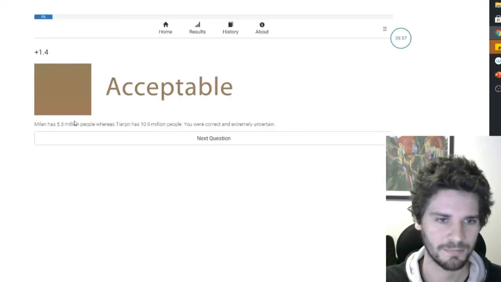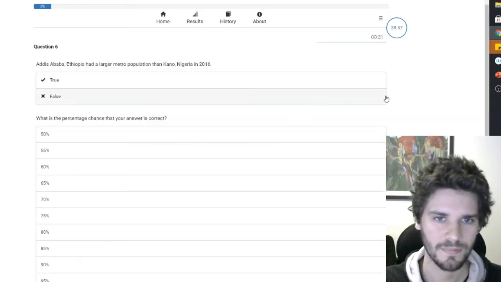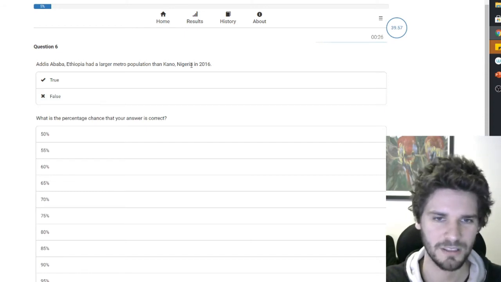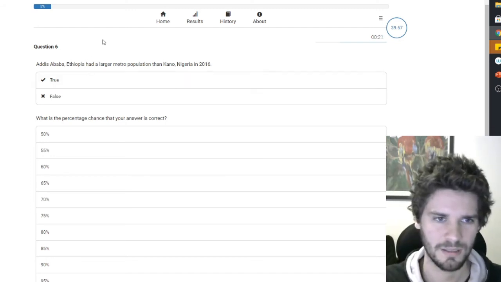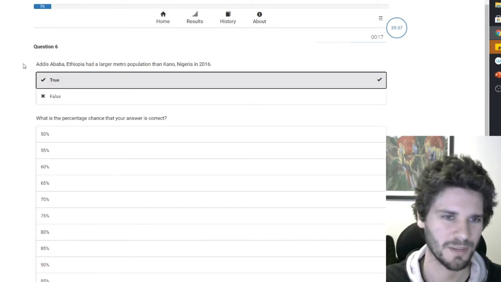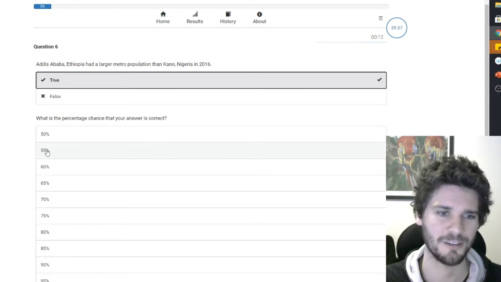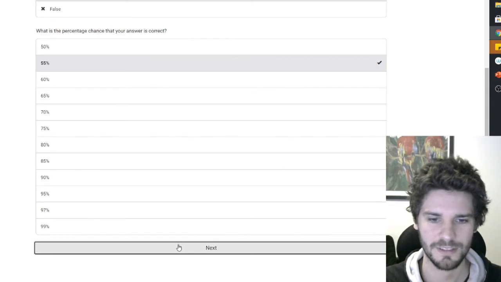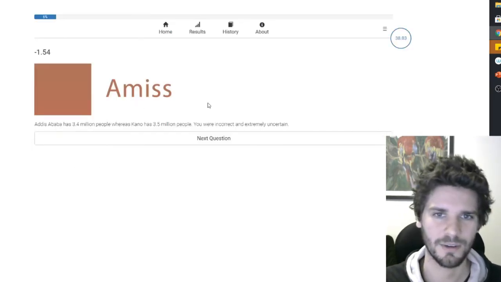Okay, I was right. It was about a factor of 2. Let's try one more. Addis Ababa and Kano. I've actually heard of a few cities in Nigeria, and I haven't heard of Kano. But I have definitely heard of Addis Ababa, so I'm going to go true. But I'm pretty uncertain here, especially as Nigeria is massive in terms of population. I don't actually know if I'm even better than guessing. But I've only got 10 seconds left. Well, okay, they were really close. So I'm not super upset there.